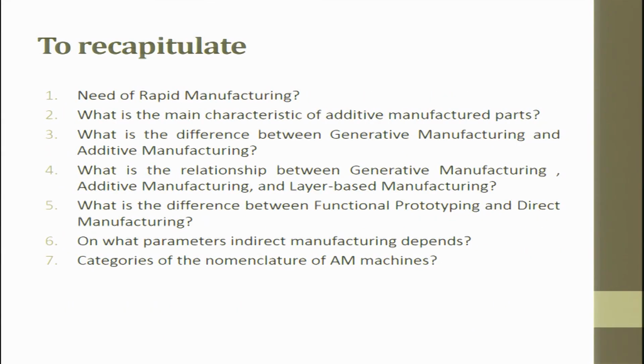To recap what we saw: the need for rapid manufacturing, the main characteristics of an additive manufacturing part, the difference between generative manufacturing and additive manufacturing, the relationship between generative manufacturing, additive manufacturing and layer based manufacturing, the difference between functional prototyping and direct manufacturing, on what parameters indirect manufacturing depends, and categories and nomenclature of additive manufacturing were some of the topics covered in this presentation.